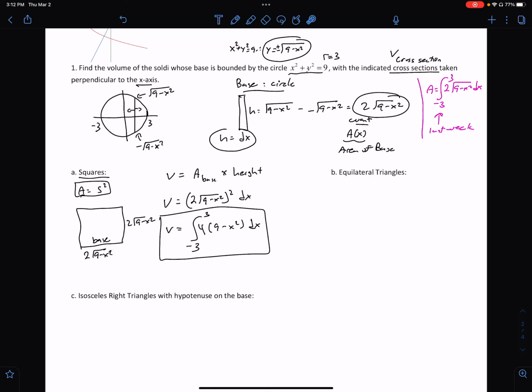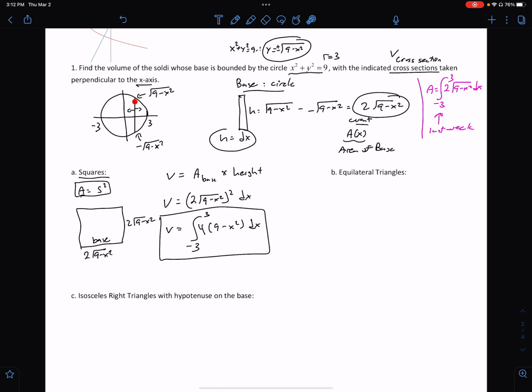Hello, welcome back. We're going to continue our discussion on volume by cross sections, a very easy technique. Very similar to finding the area between two curves, and that's what we talked about in our previous video. So I want to find the area of the base of the circle. I would just do my rectangular mathematics, top minus the bottom, and we got 2 times the square root of 9 minus x squared. So this is our base region right here.